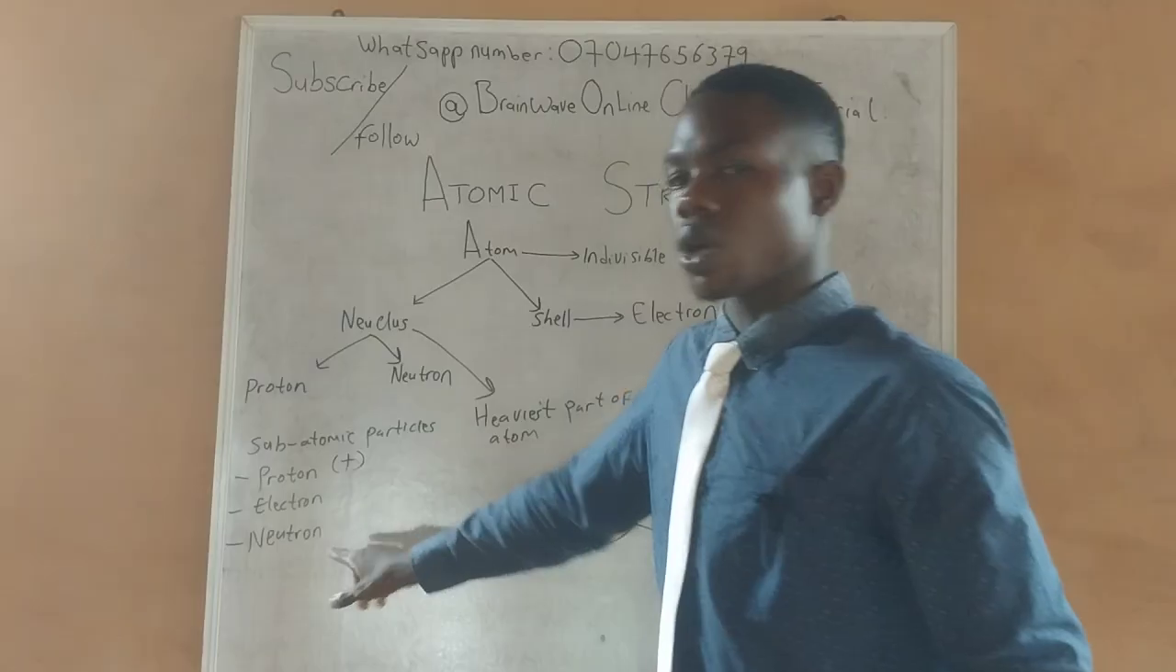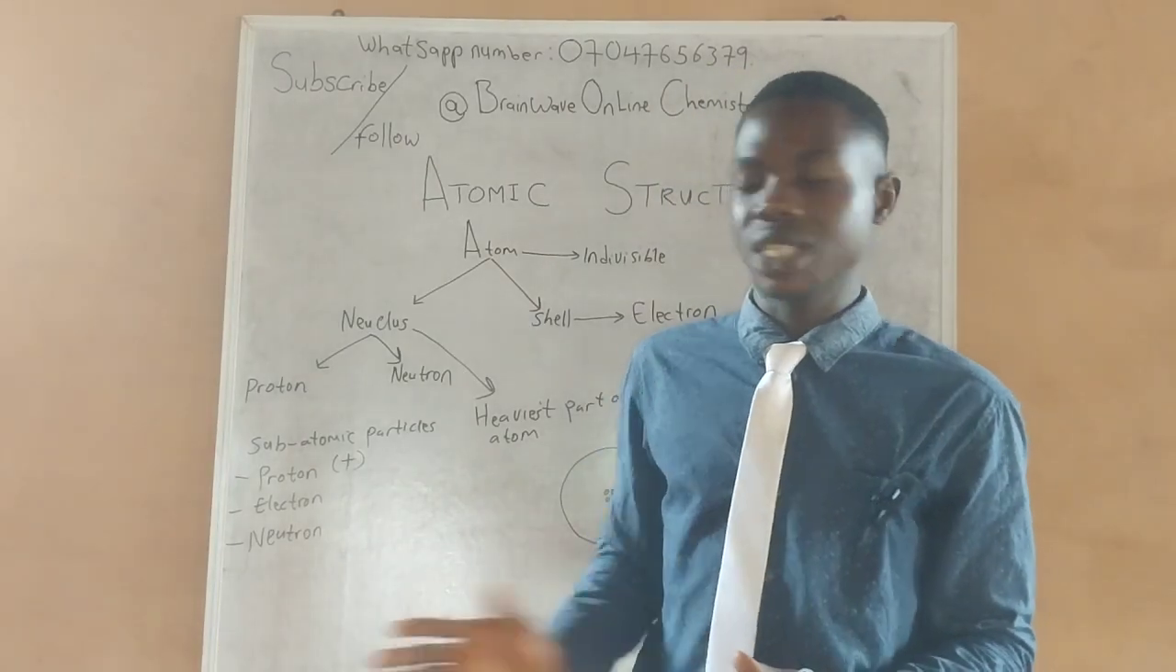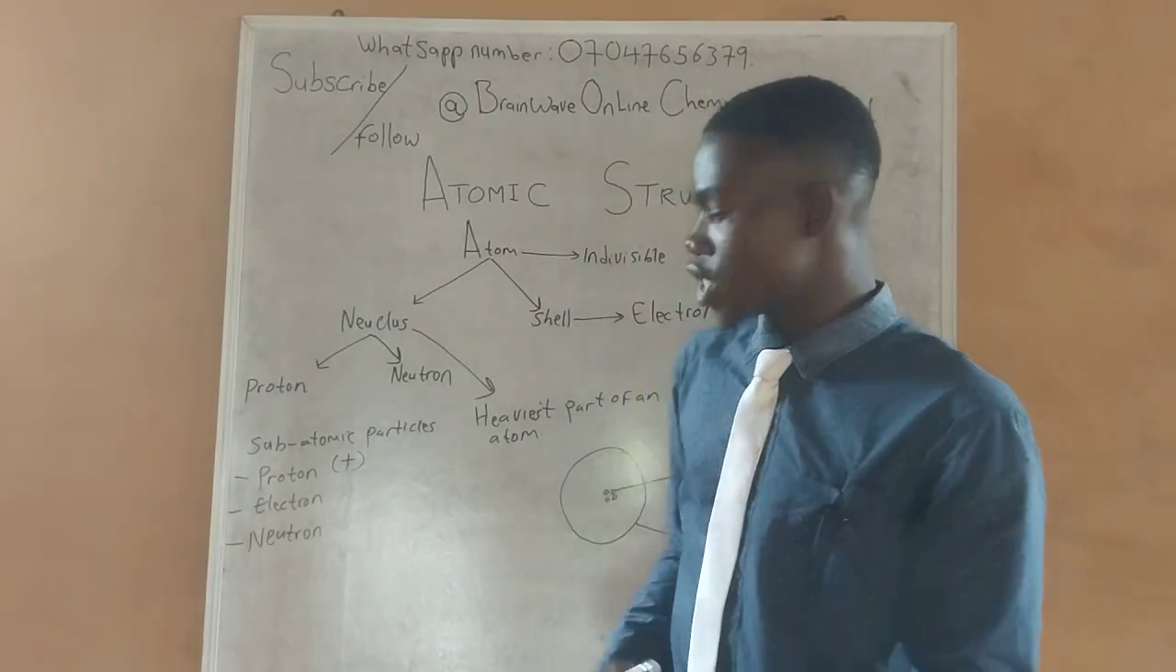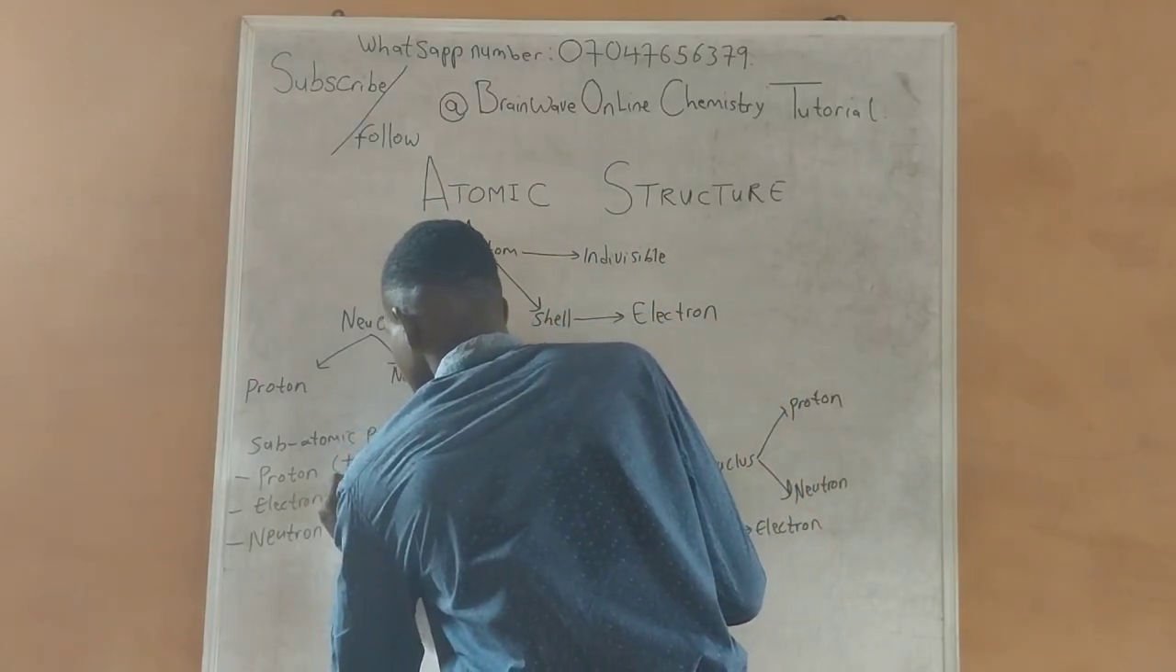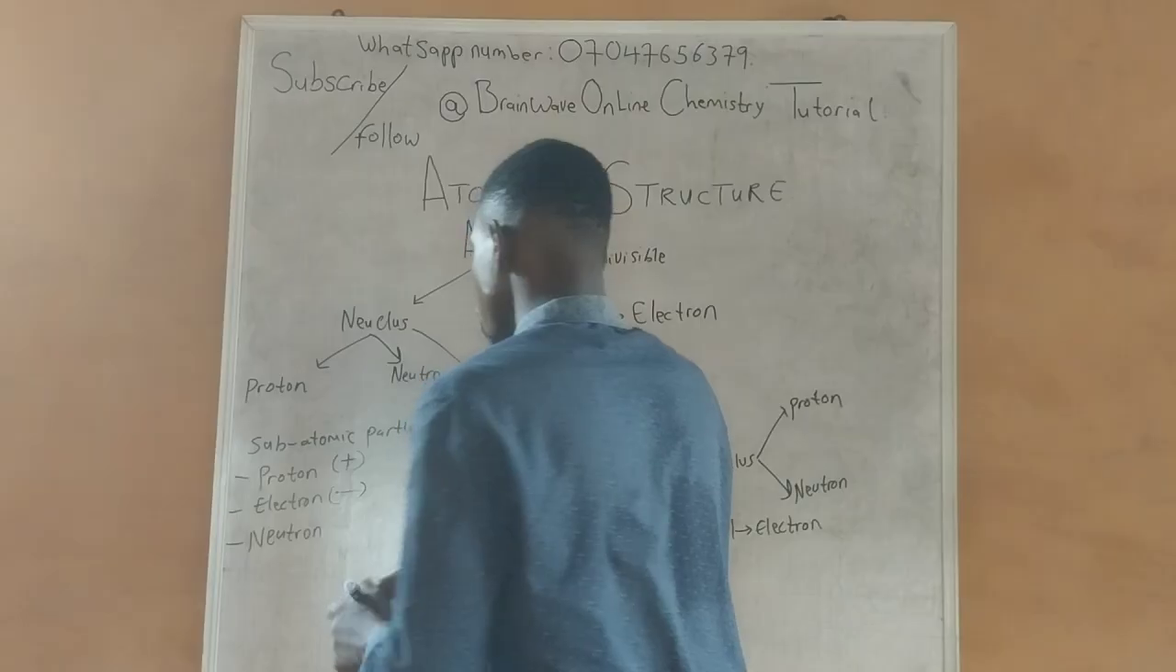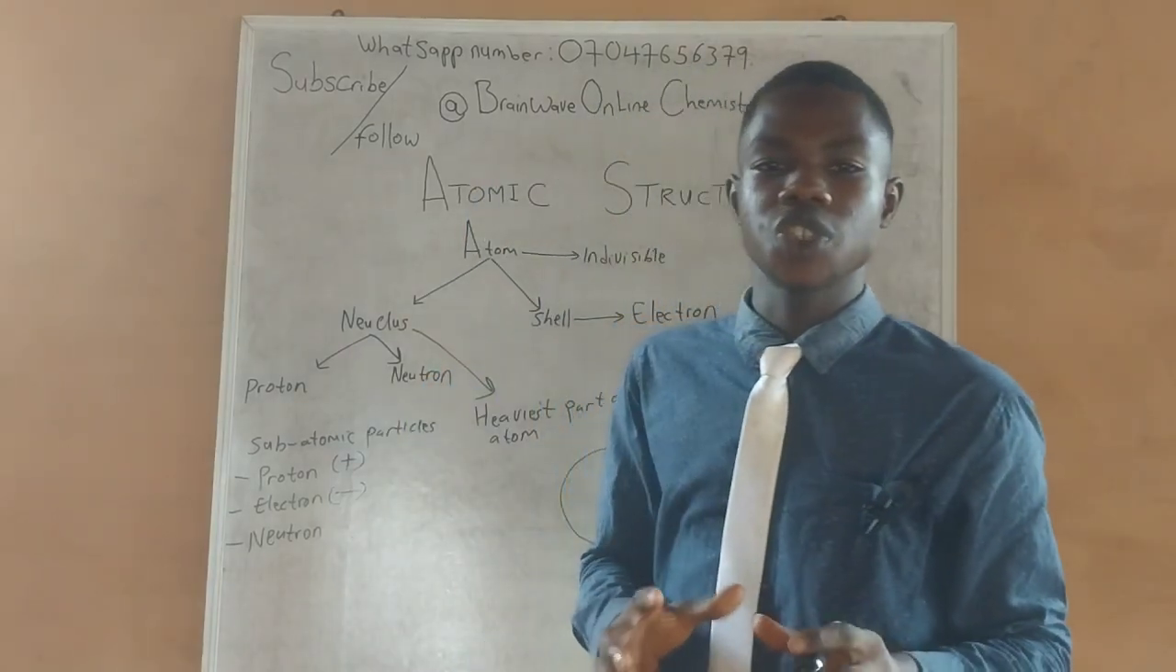Now the electron is negatively charged. Please take note of the charges. The proton is positively charged. Now the electron is negatively charged. Please take note that the electron is negatively charged. Now what about the neutron? The neutron is neutral.